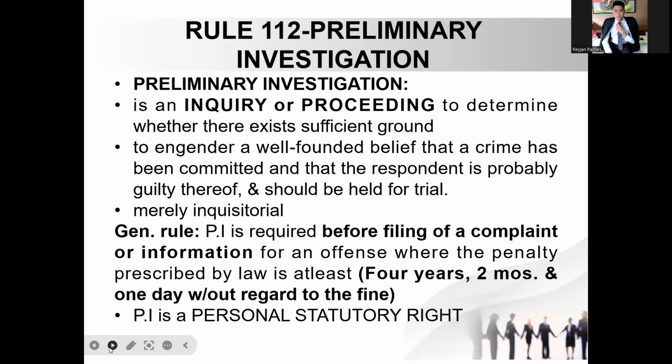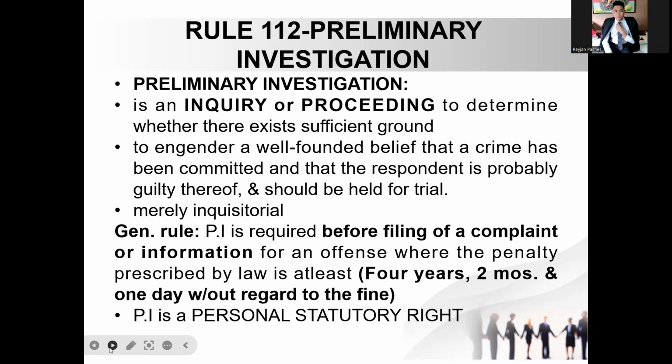Then of course, ang PI class, it is a statutory right. Binigay yan ng special law natin. Hindi yan binigay ng mama niya or hindi yan binigay ng pinaka constitution natin. So again, PI is a statutory right. Okay, it is a personal statutory right. Tandaan niyo, preliminary investigation is a matter of right kapag yung penalty or punishment na nakumit mo is at least 4 to 1. Hindi ka nila basta-basta dalhin sa korte for trial and hearing kapag hindi pa nangyayari yung tinatawag natin na preliminary investigation.